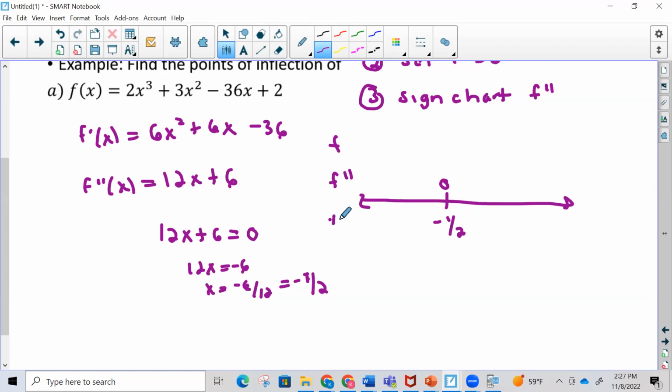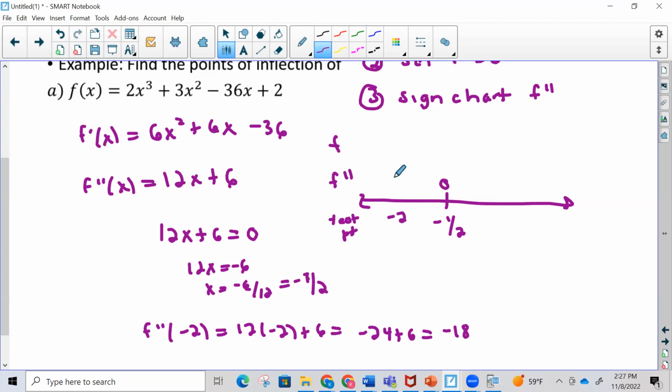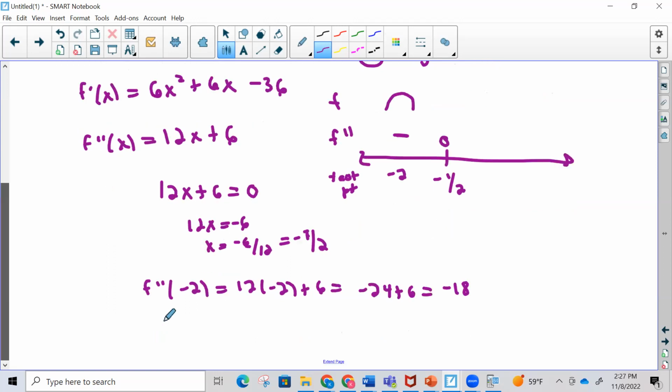So here I could put my test point such as -2. Again, it can be anything that's less than negative 1/2. I plug it into the second derivative to figure out the sign of the second derivative to see if it's concave up or down. So I'm going to plug this into my second derivative. I get negative 24 plus 6. Okay, I get negative 18. The number doesn't matter. I just know that this is negative. And because it's the second derivative, that means f is concave down. So if they asked you where it is concave down, you would do the sign chart and then you would say from negative infinity to negative 1/2.